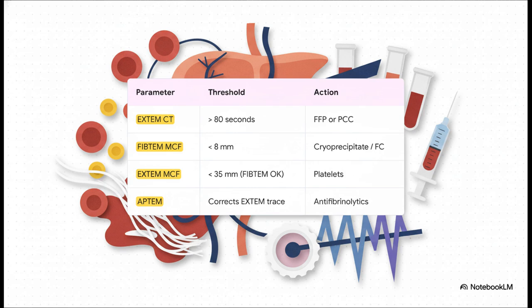A long EXTEM CT triggers factor replacement. A low FIBTEM MCF triggers fibrinogen. A low EXTEM MCF when your FIBTEM is normal points you to a platelet problem. And significant lysis on the EXTEM trace triggers antifibrinolytics. It's a simple if-then guide. And just one last time, these are example thresholds. Your own hospital's validated protocol should always, always be your ultimate guide.